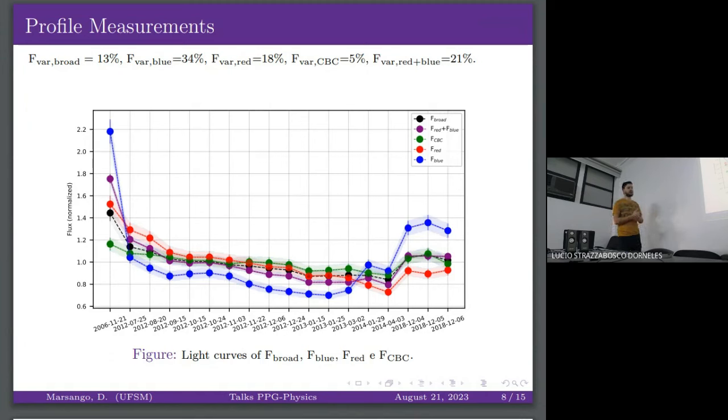This figure shows the light curves of F red, F blue, and F sub C. It's possible to identify more significant variation on the blue side, followed by the variation on the red side. In F sub C there is no significant variation. It is expected that this region, the disk, forms this line and has low velocity in comparison to the regions that originate F blue and F red. In this figure, the F broad is illustrated in black, and purple is the sum of F red and F blue.